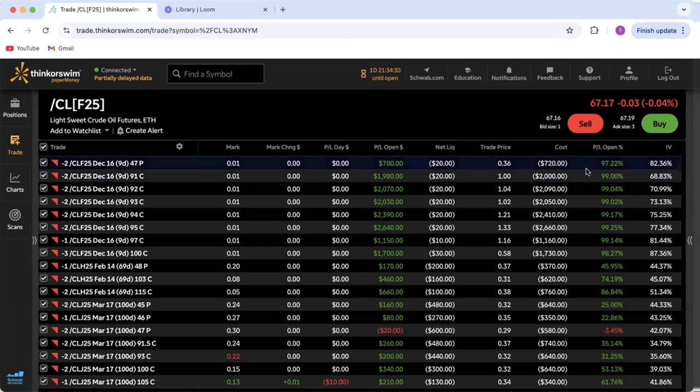And then finally, if you go over to the next column over, the PL open percentage, you can see I'm up 97.22% on that trade. And all that basically is I sold them for 36. They're worth 1 cent, still that $20. So the difference between what I received, $720, versus what they're worth if I had to buy them back, $20, that makes my profit 97.2%. Or in terms of dollar amount, my profit is $700 on that trade right now.